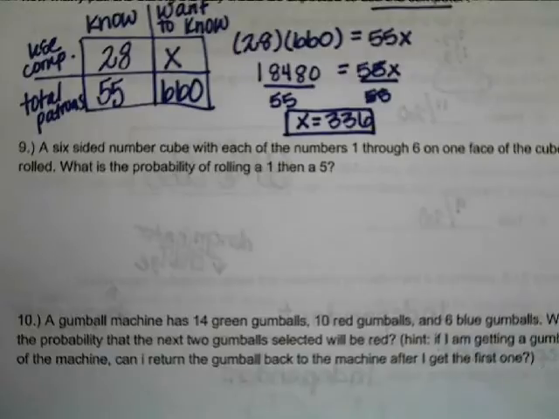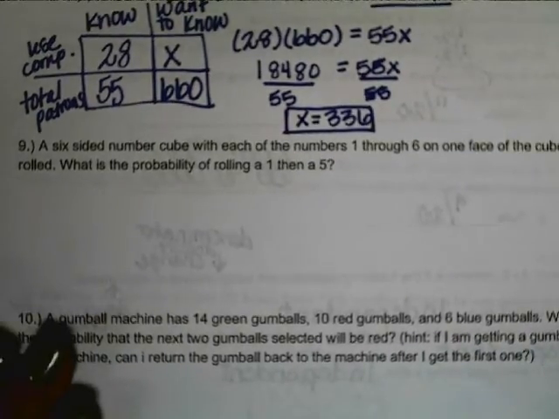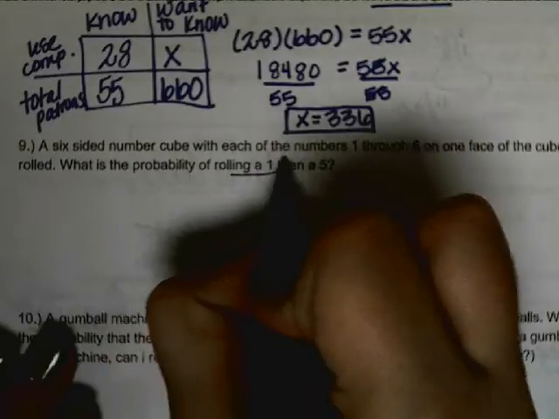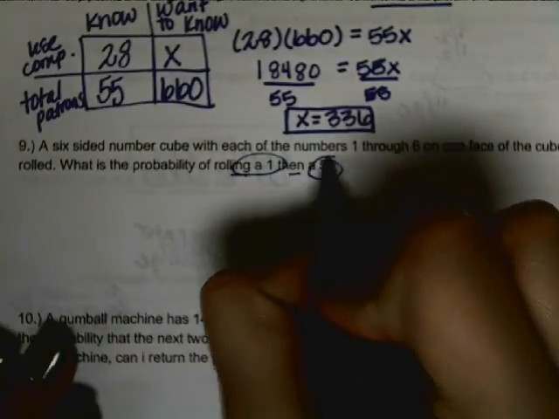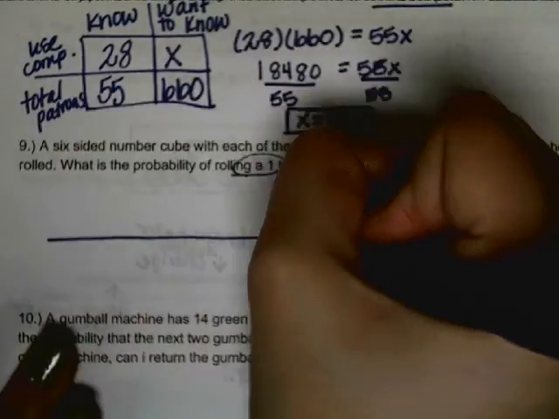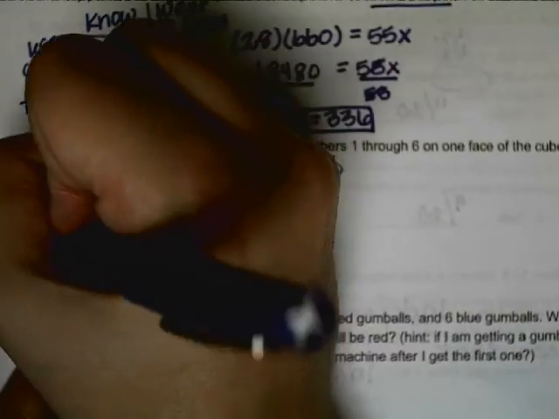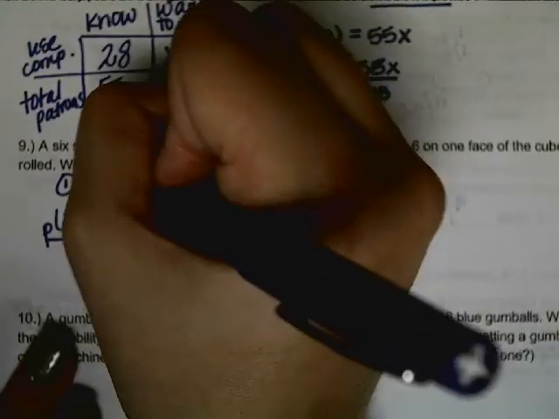Question 9. A 6-sided number cube with each of the numbers 1 through 6 on one face of the cube is rolled. What is the probability of rolling a 1, then rolling a 6? So we're rolling 2 times. That means I want to create an upside down T-chart. My first roll, I want to know the probability of rolling a 1. Then I want to know the probability of rolling a 6.